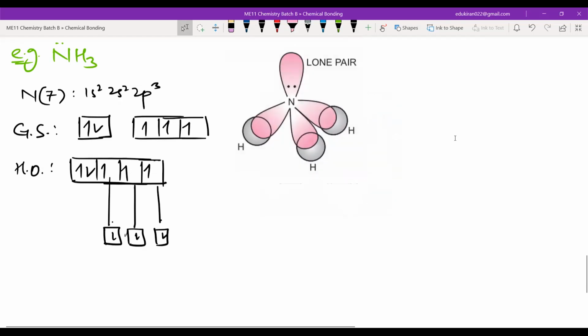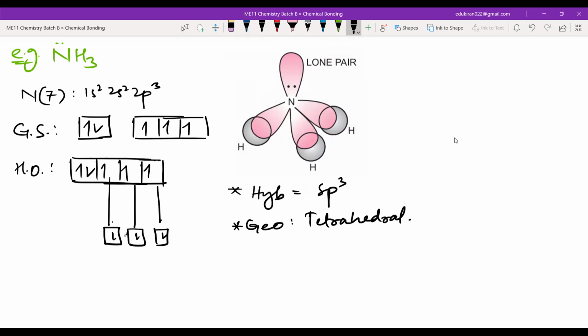This is the structure for nitrogen. And obviously, as you can see, the hybridization is sp3. The geometry is tetrahedral. And the shape is trigonal pyramidal. It is not just pyramidal, it is trigonal pyramidal, okay?